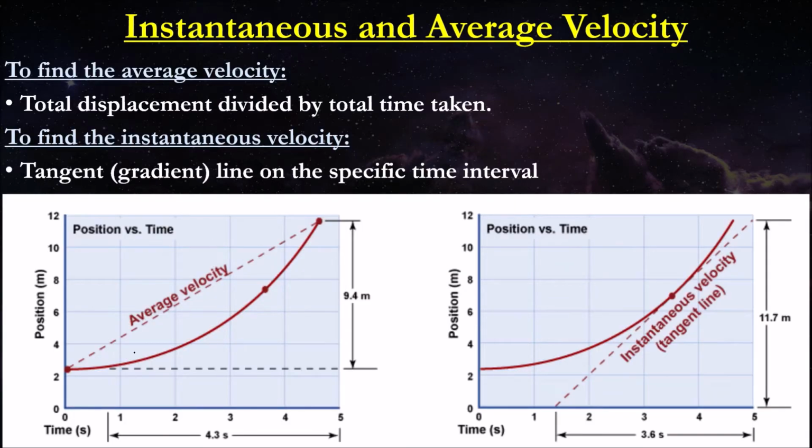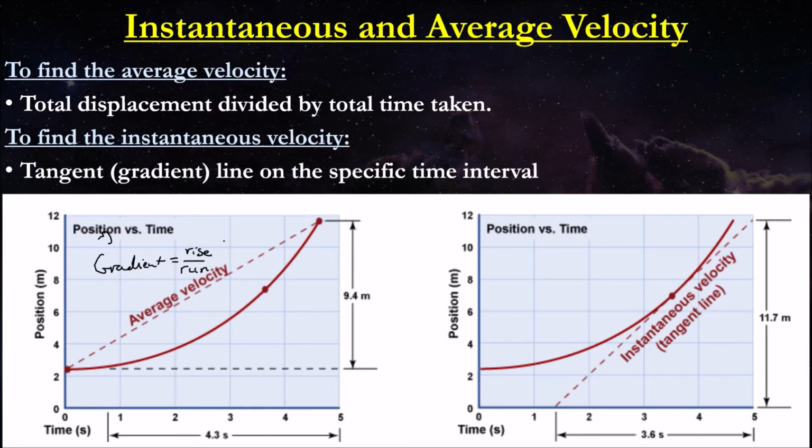Alright, so let's have a look at this. On a displacement time graph, if you're trying to find the average velocity, it's the total displacement divided by total time. How do we know this? Or how do we do that on a graph? It's just using the gradient. So we know that the gradient is just rise over run. That we already know. Okay.